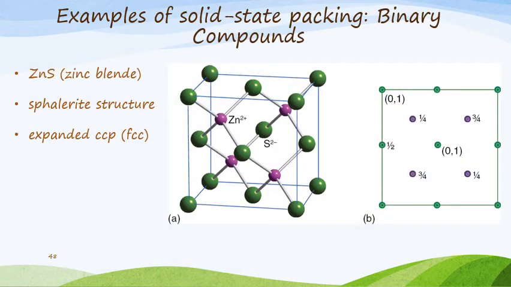The next example I'd like to present to you is that for zinc sulfide that has a sphalerite structure. It has expanded cubic close packing or face-centered cubic. And in this diagram, part A here, you will see the face-centered cubic for the sulfides. The sulfides are represented in green, and the zinc ions are represented in purple. If you follow the pattern, you will see that the sulfides sit in face-centered cubic positions, and the zinc ions occupy tetrahedral holes in the face-centered cubic structure.